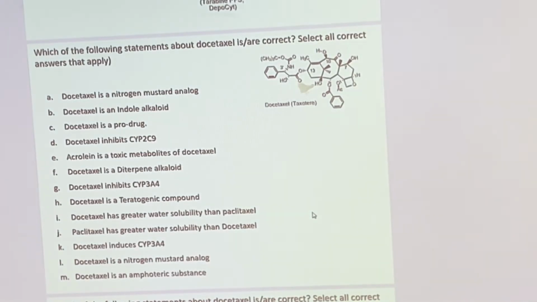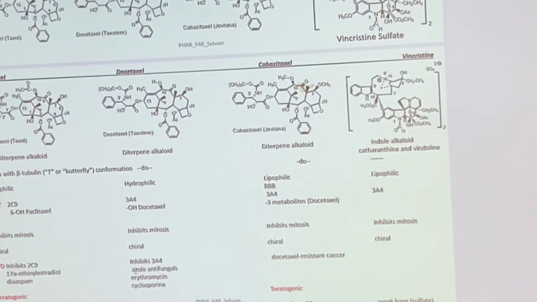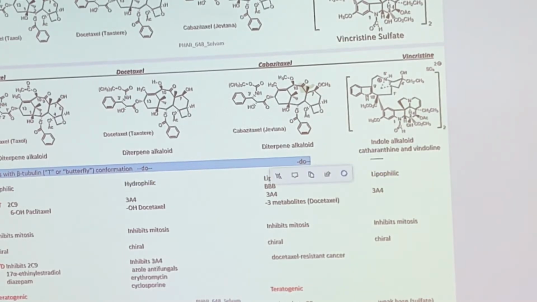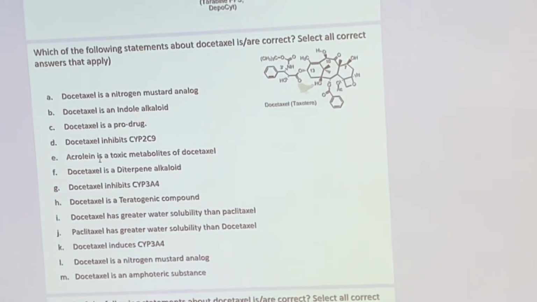Said MedChem is what? Interacting with beta tubulin. That's the mitosis inhibitor. That's the one here. Binds with beta tubulin. Those all are the same. So when it binds with beta tubulin, you inhibit mitosis. That's the mechanism.